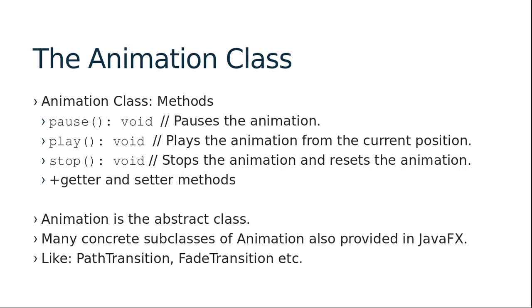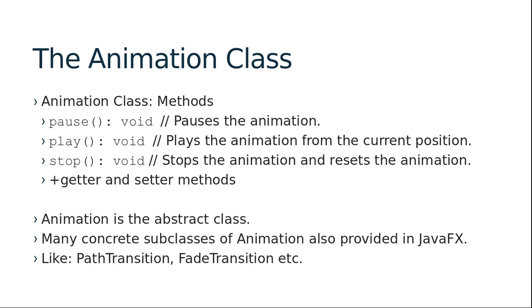Then there are a few methods: pause method, play method, stop method, and then the getter and setter methods for all those properties. So play, pause and stop will simply perform those animations. It will play that animation, pause that animation, or stop that animation. We will be using play and pause based on the mouse events. So if you click your mouse button, it will pause. When you release your mouse button, it will again play, and so on.